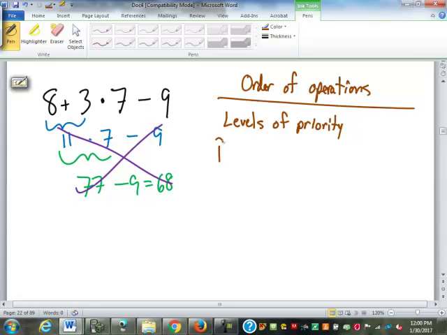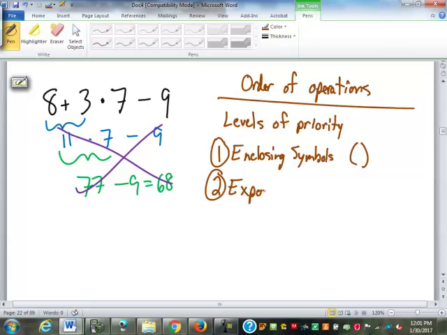So our first level of priority is something called enclosing symbols. Now, a lot of us have been taught that is parentheses. That's one type of enclosing symbol. But there are several other types of enclosing symbols that we'll run into. Second level of priority is exponents. Exponents include what we've just talked about, powers and roots.